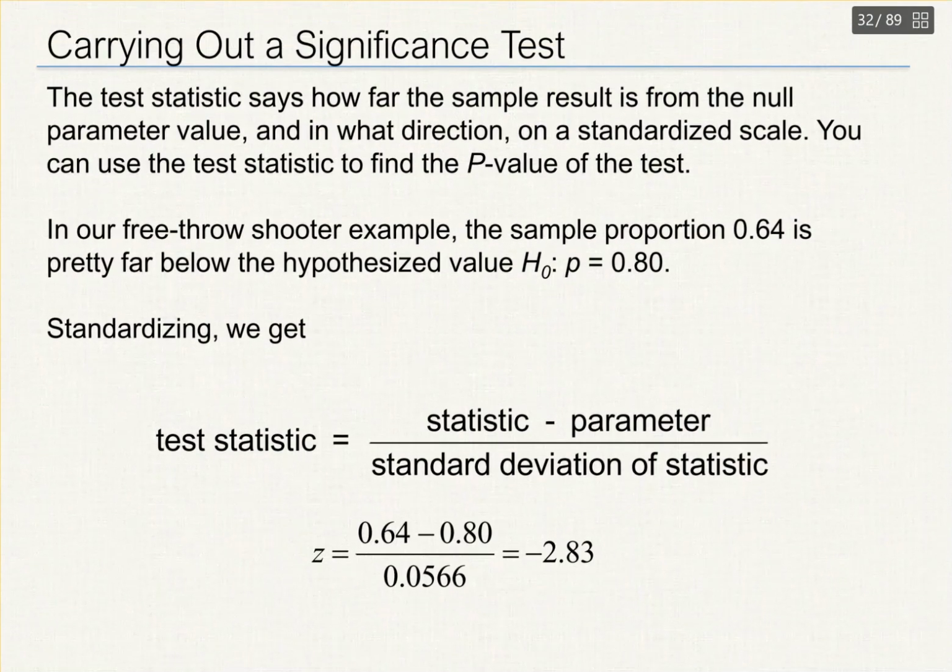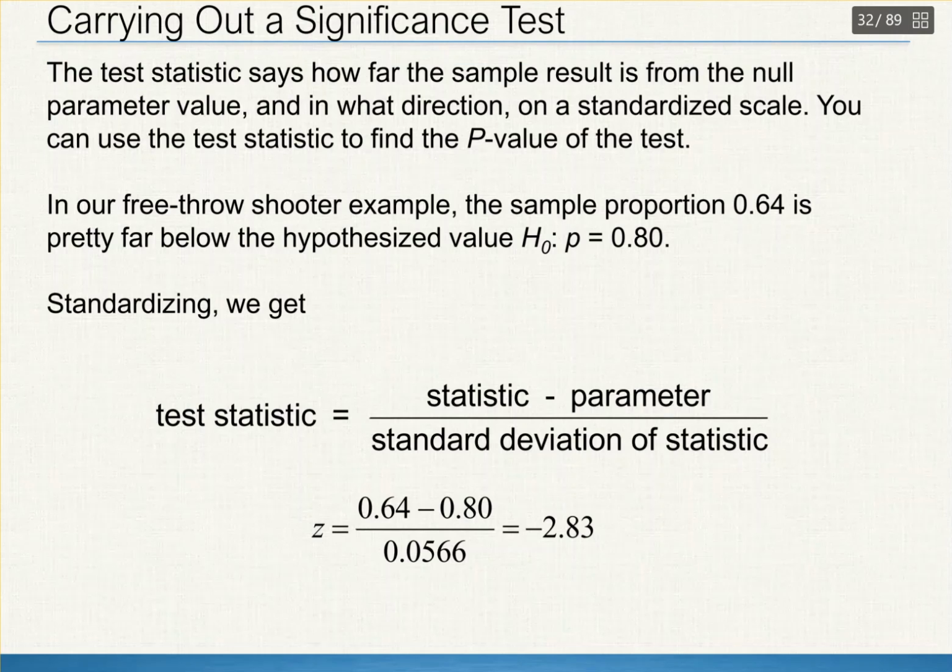It says how far the sample result is from the null parameter value and in what direction on a standardized scale. So basically, it's saying how many standard deviations away from the null parameter value it is. And remember, what does it mean when I say null parameter value? In this case, it's the 0.8, right? That's the claim that we're testing, whether it is 0.8 or not. All right. So if we plug this in, we get our z-score of negative 2.83.